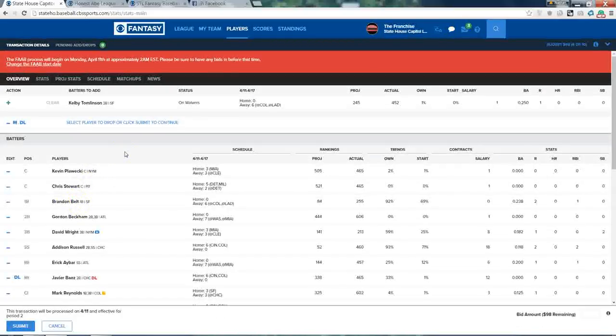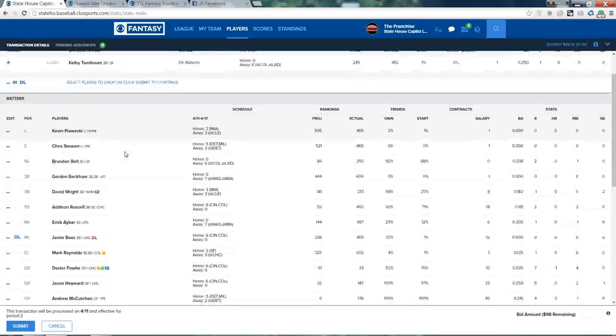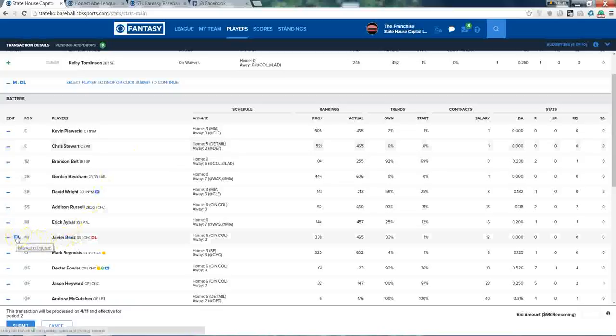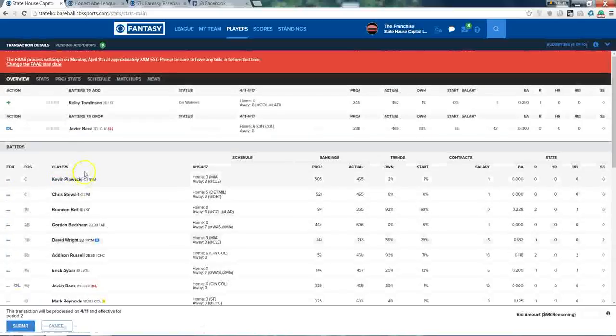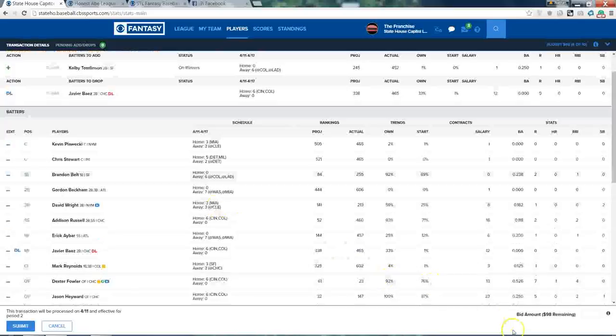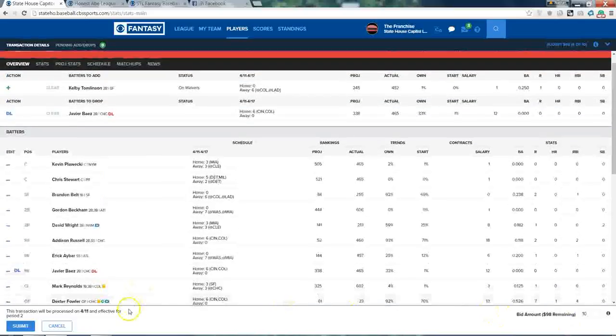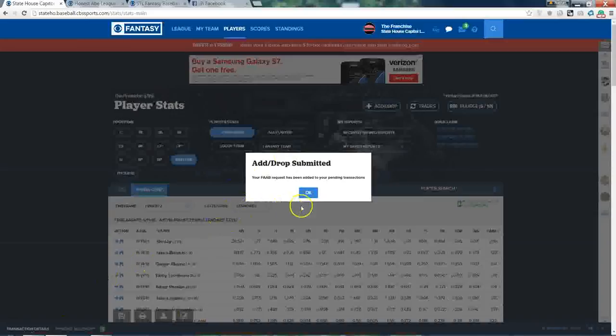This is where you want to make sure your corresponding move comes in handy. I want to DL Javier Baez as my corresponding move. We have to make a corresponding move each time. So I'm going to put Javier Baez on the DL. There's our corresponding move. Down here it asks us to put our bid amount in. I'm going to put in 10, even though it kind of seems high for Kelby. And then we're going to hit submit. My add drop has been submitted.